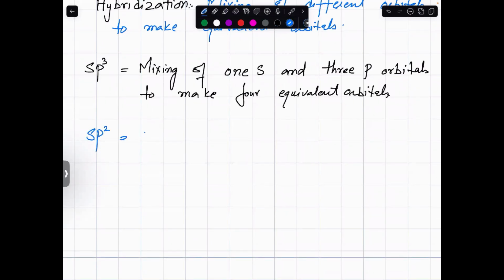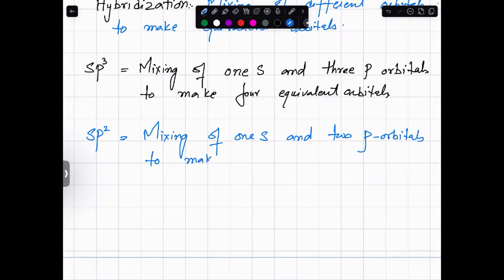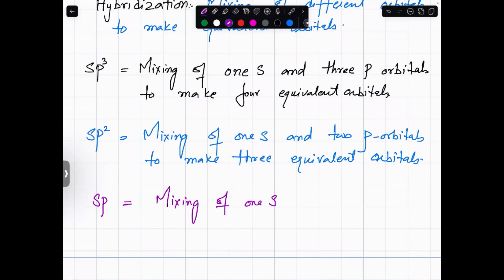sp2: mixing of one s and two p orbitals to make 3 equivalent orbitals. sp: mixing of one s and one p orbital to make 2 equivalent orbitals.